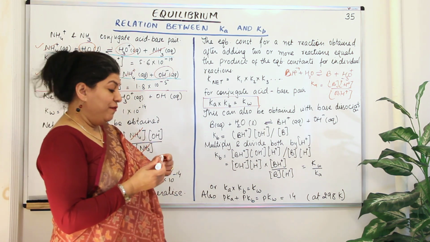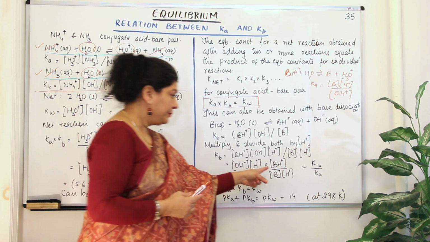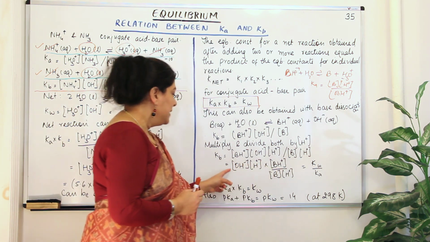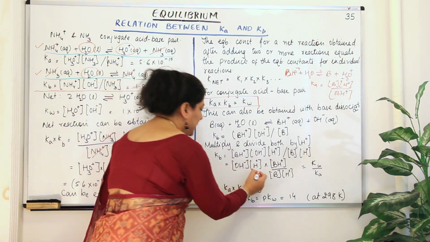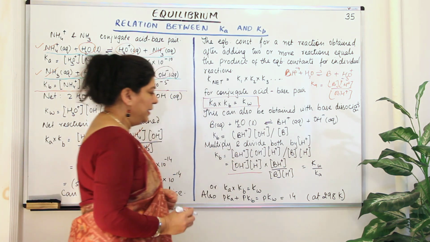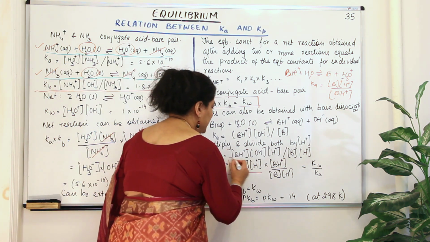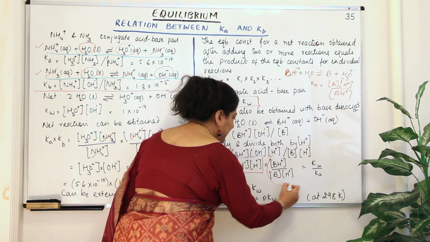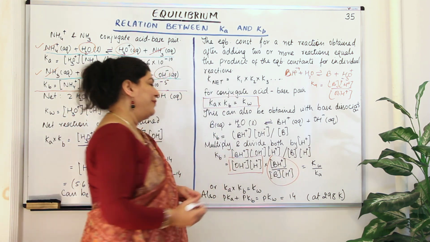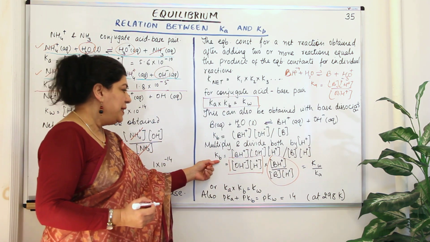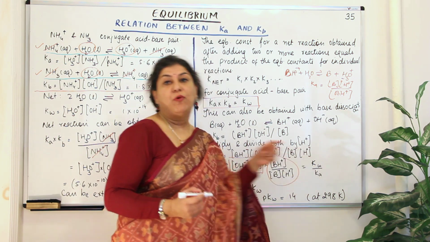Therefore, Ka would be in the denominator. So you get this value is Kw. This is the ionic product of water, right? This term is the ionic product of water, and this term is the inverse of Ka. So you get Kb is equal to Kw upon Ka.